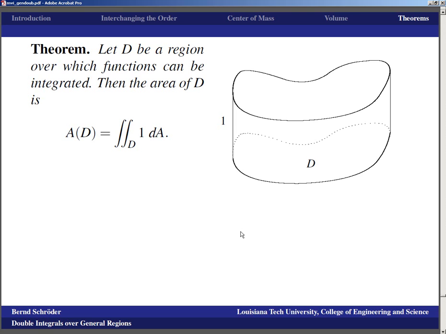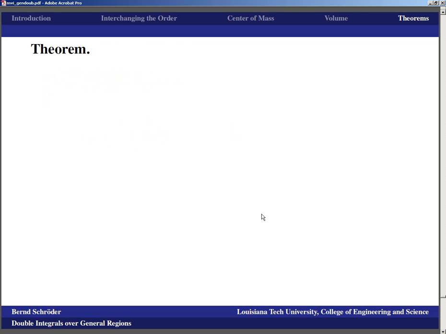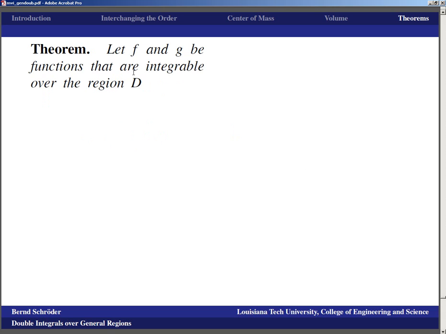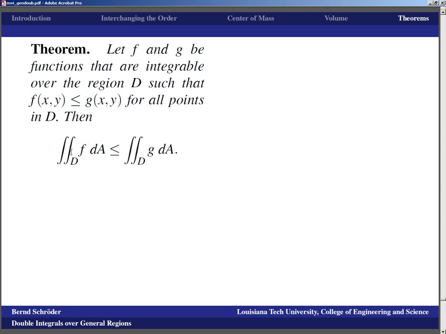So every so often, it really does happen that you start out an argument by saying that the area of a region is just a double integral of 1 against the area element. Something else: when you've got two functions that are integrable over the region D, so that f of x is less than or equal to g of x for all points in D, then the integral of f is less than or equal to the integral of g, because the smaller function traps less volume than the upper function, and that is visually also quite pleasing to see.